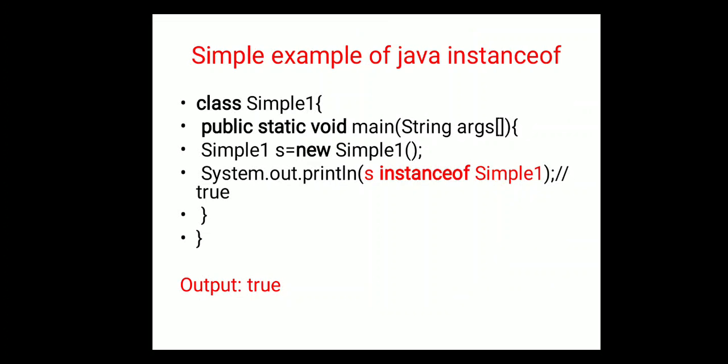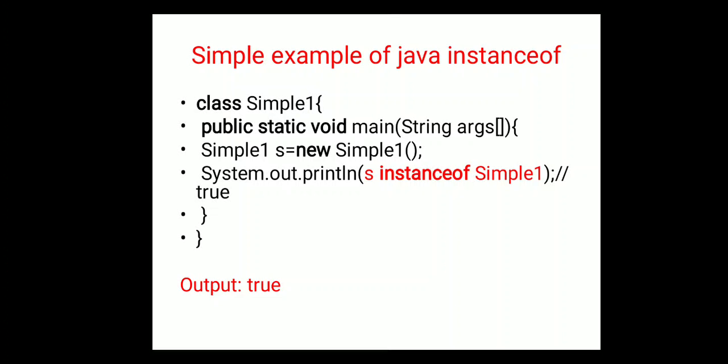Here we had a class called simple1. In the simple1 class we had main method. In the main method we created an object for simple1 class: Simple1 s is equal to new simple1. So here s is an object of the class simple1. Now in the next line we are printing something. System.out.println of s instance of simple1 class.